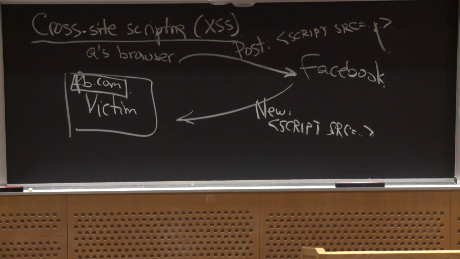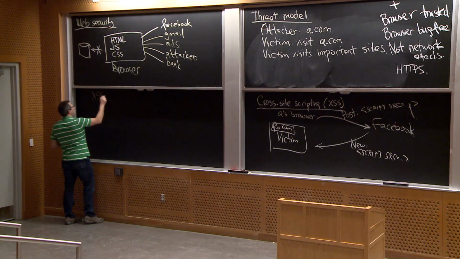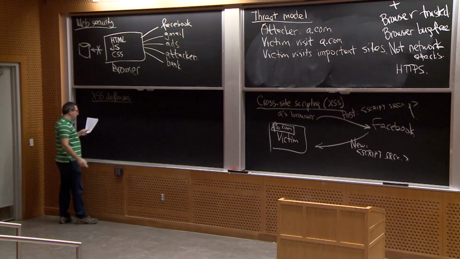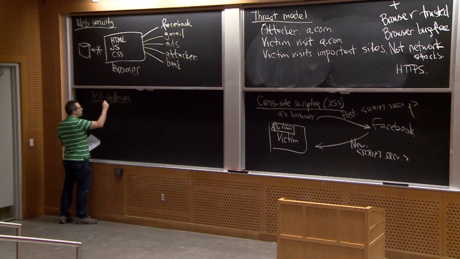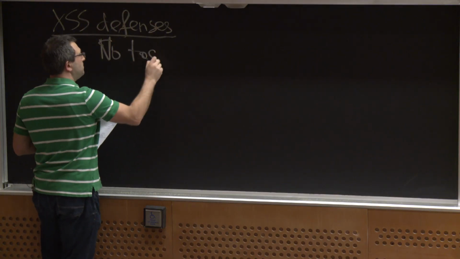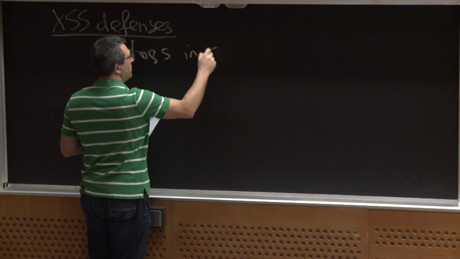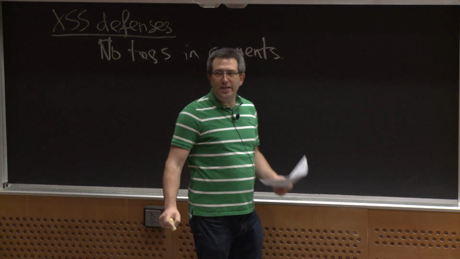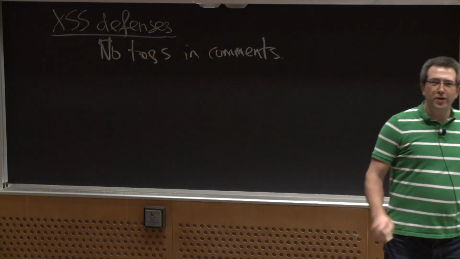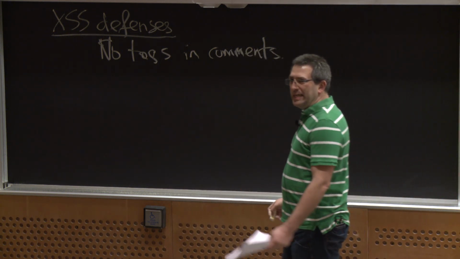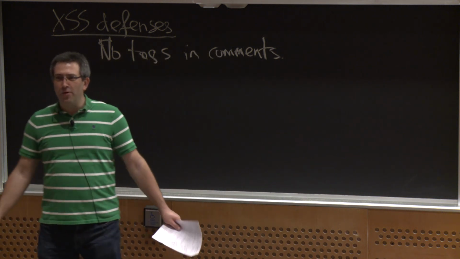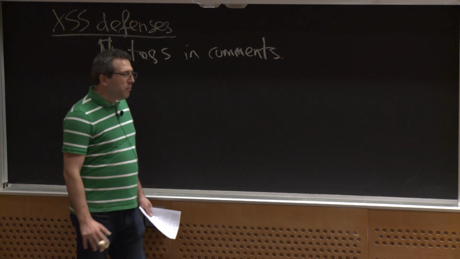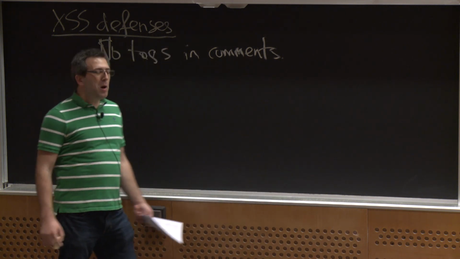So what people do for these XSS attacks, well, you can imagine one thing is to sanitize, or have no tags allowed. No tags in comments. If you ever have user-supplied data that's part of your web page, maybe you should restrict it to alphanumerics and space, something extremely limited. Then you can't have angle brackets, you can't have any tags. That's OK, but it turns out to be problematic because users do want to have formatting.